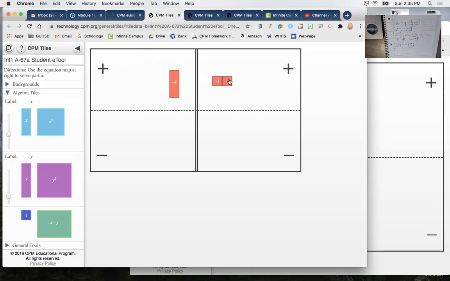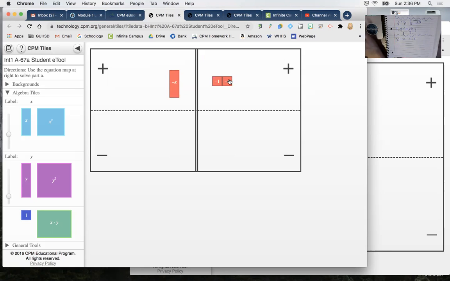So now I'm gonna go to pen and paper because there's really not much I can do there. So if I have a negative x is equal to a negative 2, what I'm gonna do is divide by negative 1 because I want x, not a negative x. So I divide by negative 1. And I end up getting that x is equal to 2.